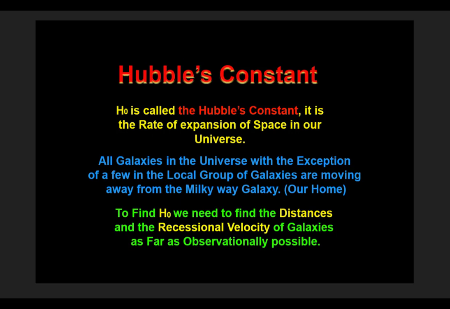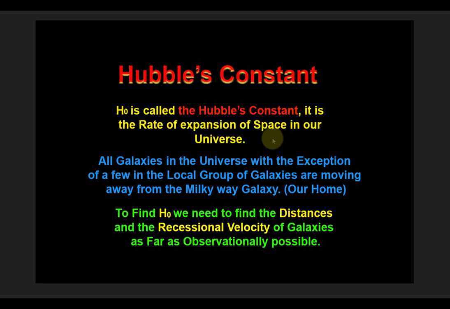Hubble's constant is the most important number in cosmology. It is the rate of expansion of space, the rate of expansion of our universe. When we look around us, all the galaxies, with the exception of a very few in the local group, are all moving away from us, and the farther we look, the faster the speed at which they're moving away from us.